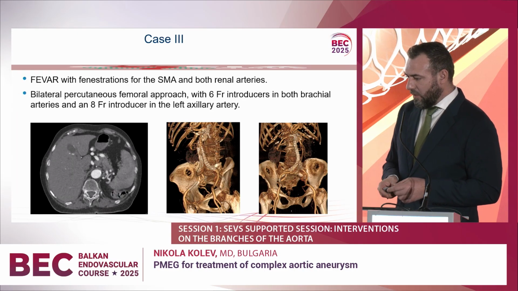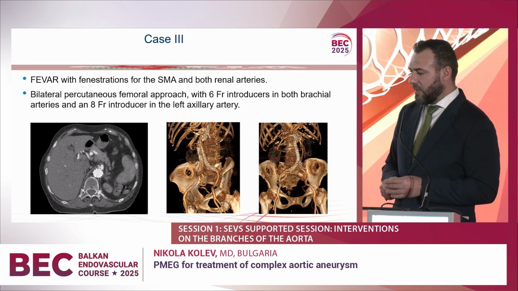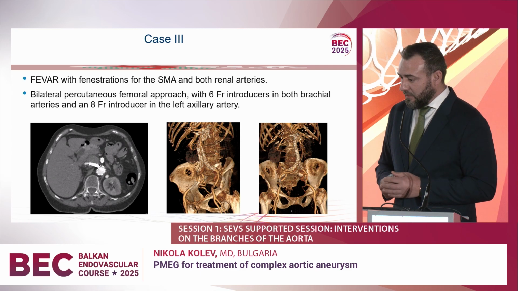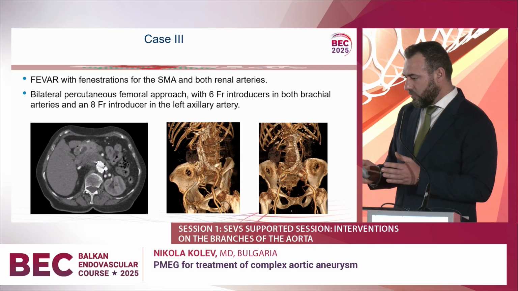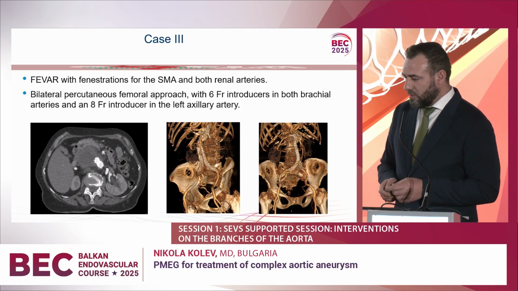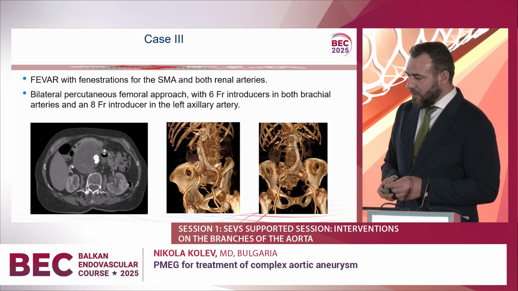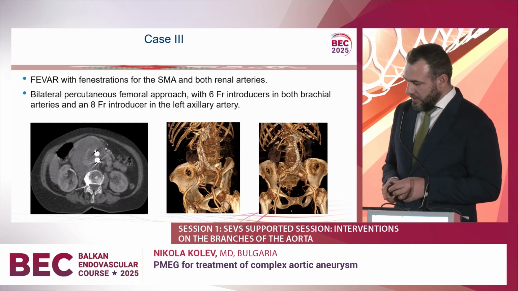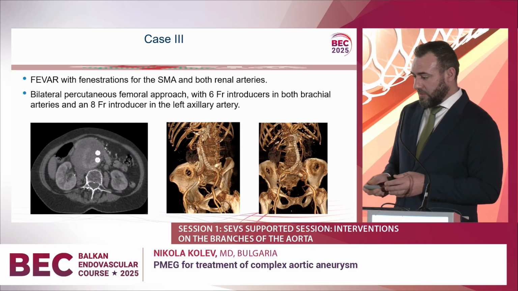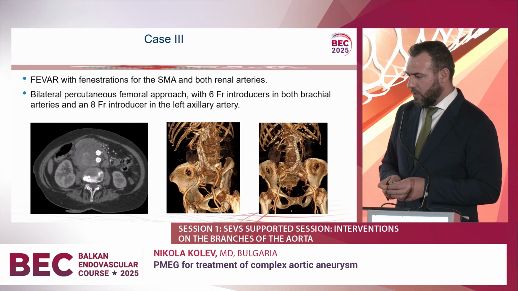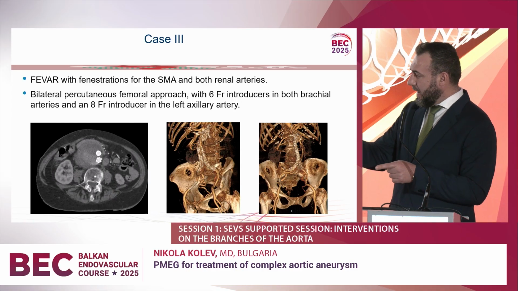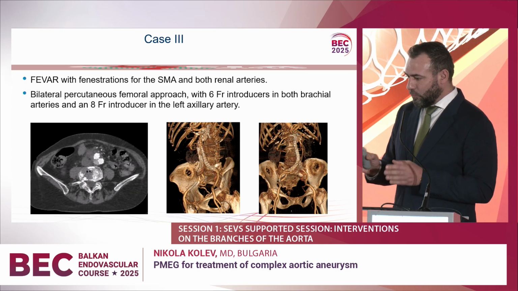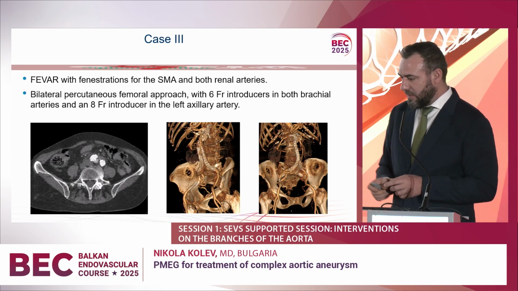We did also triple fenestration graft for the mesenteric and the 2 renal arteries, and in the early period the patient was stabilized, and we noticed that we have a second type endoleak from the right internal iliac artery. And about 1 month ago we did an IBD, also physician modified, for the right iliac to eliminate that type 2 endoleak.